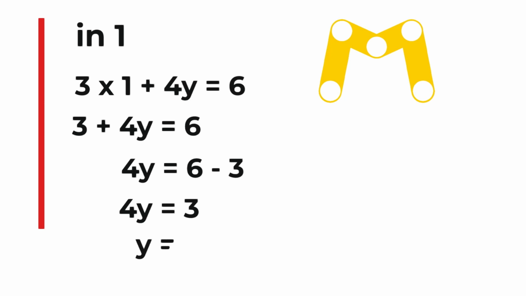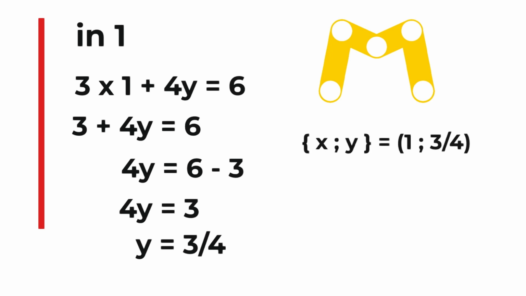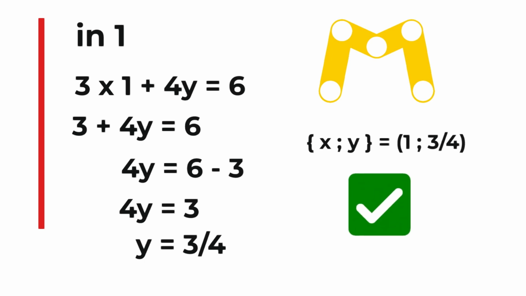And now you can divide both sides by 4. y equals 3/4. Again, to present your solution, squiggly brackets, x and y values, numerical values 1 and 3/4, and you are done with this question and you're super happy because you got it right. So this is the first of our 3 questions. Let's move on to the next one.